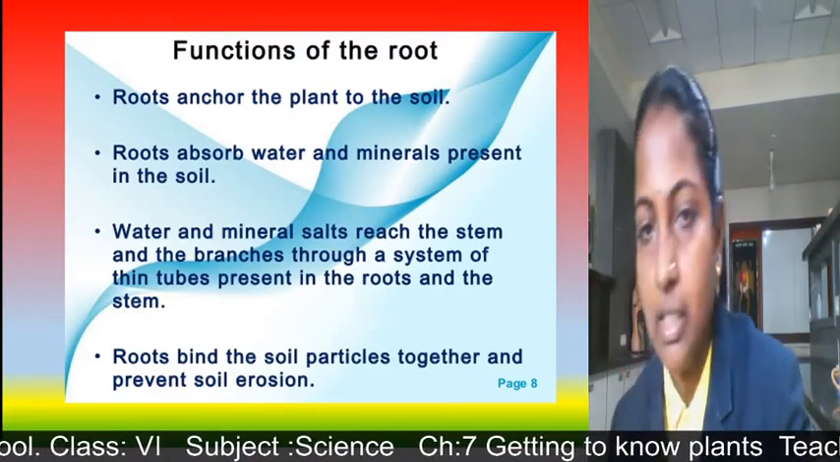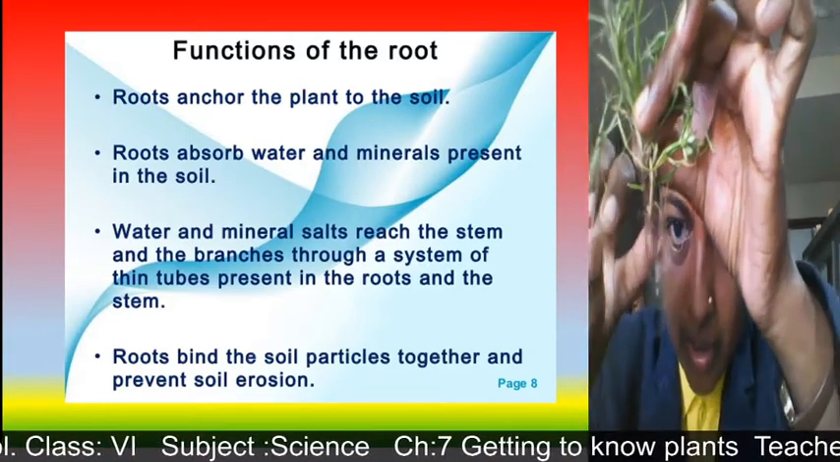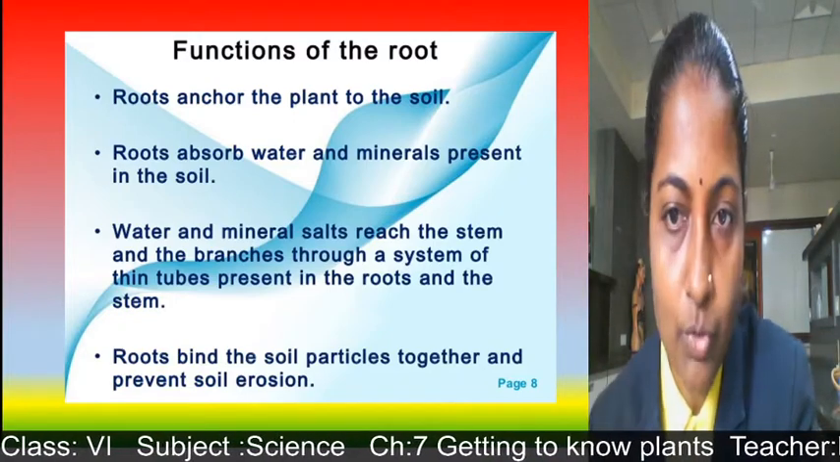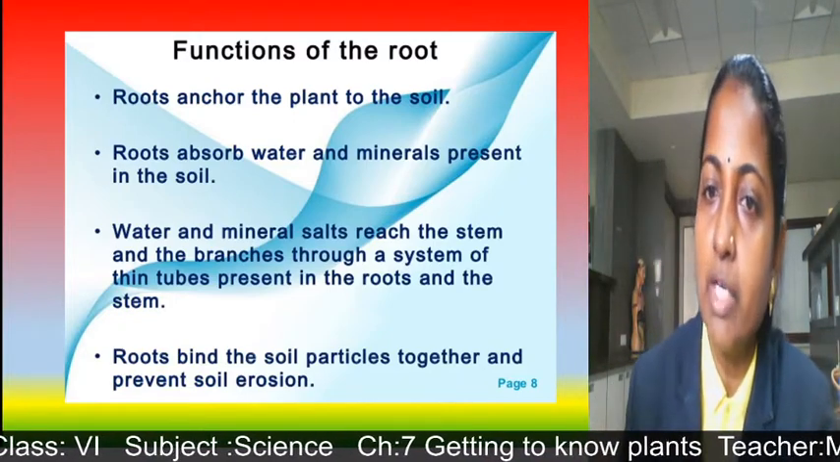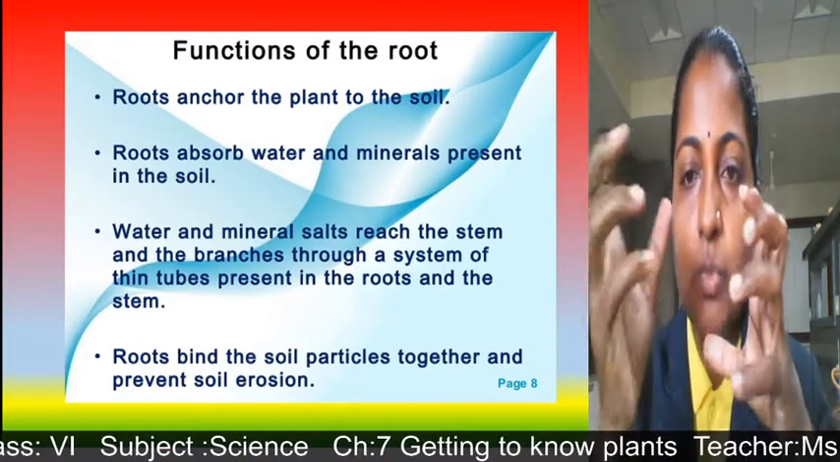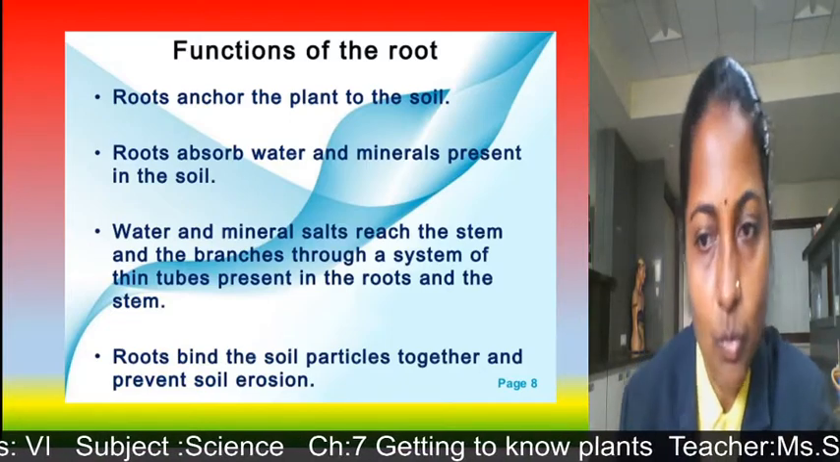Here you can see in the plant some soil particles are attached. So it helps to prevent soil erosion. Means the soil is moving away with the help of wind or water. So the roots are holding those particles together and it prevents soil erosion.